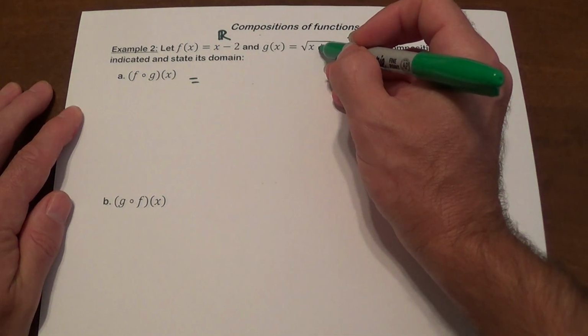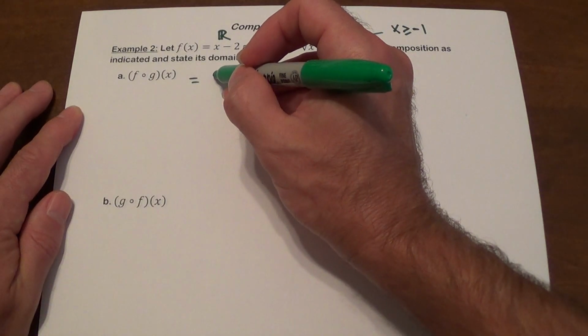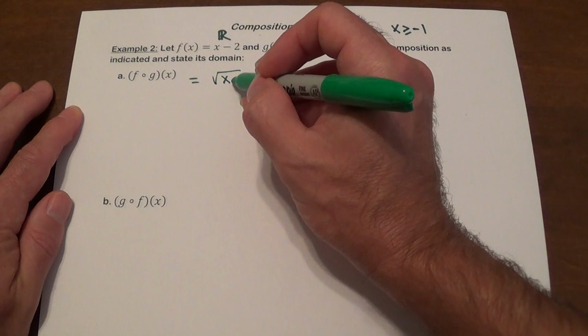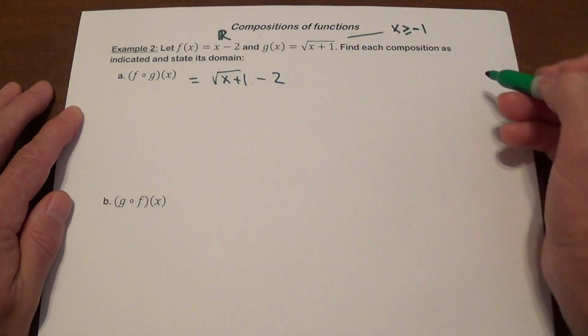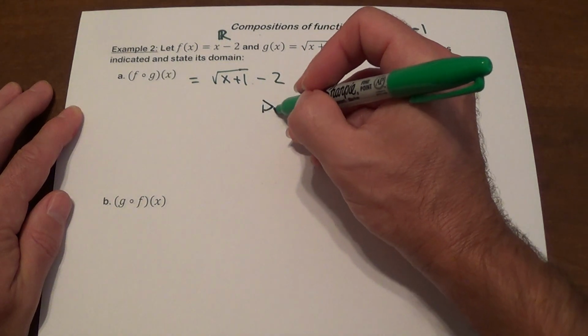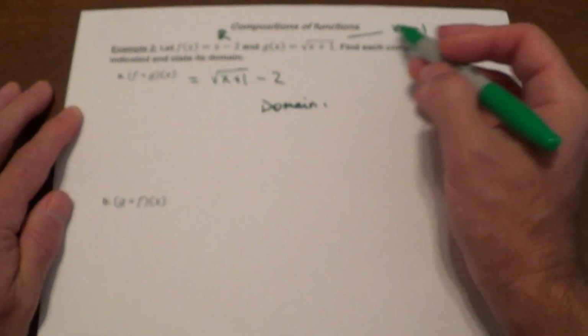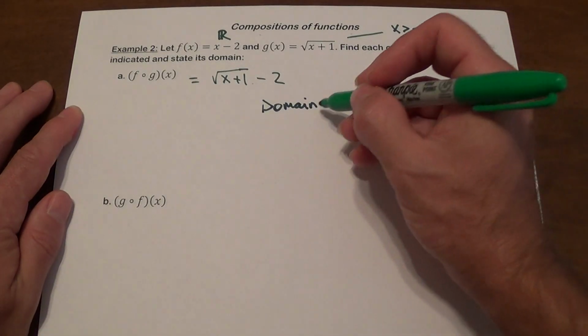So when you write f of g, you put g inside of f. So this quantity, the square root, is going to replace this x, which means it's going to be the square root of x plus 1 and then minus 2. This is actually the answer. So what is the domain here? The domain here is going to be determined by, well, it's pretty much the same thing that you have here in this case.